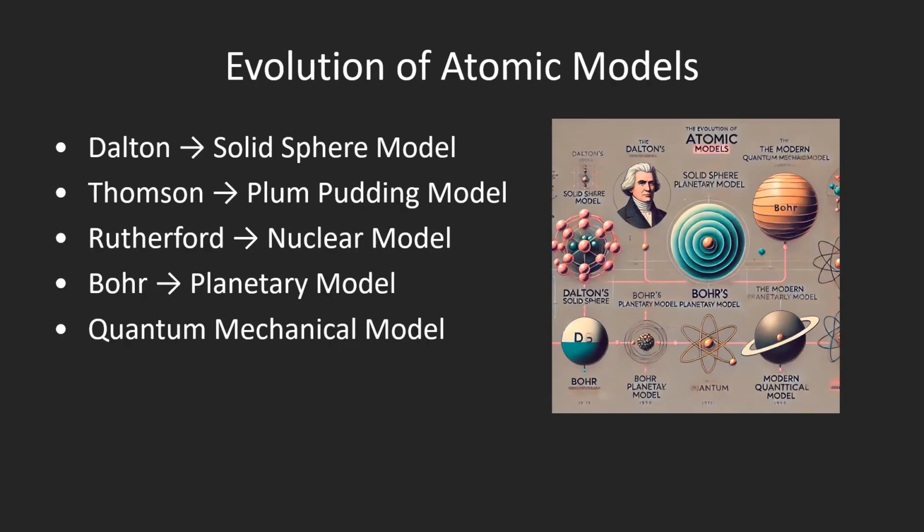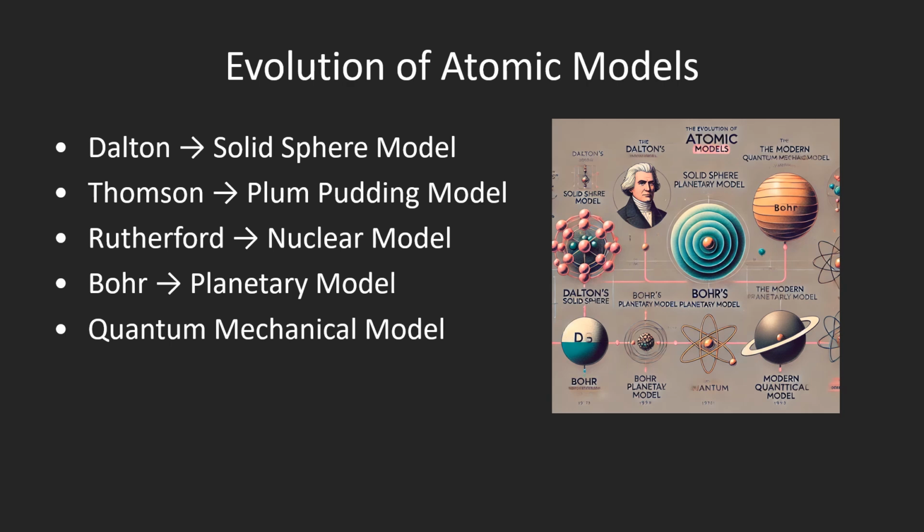Our understanding of the atom has evolved over time. Scientists have proposed different atomic models throughout history. Dalton's model, 1803. The atom was thought to be a tiny solid sphere. Thomson's plum pudding model, 1897. He discovered electrons and suggested that atoms were a positively charged pudding with negatively charged electrons scattered throughout. Rutherford's nuclear model, 1911. Rutherford's gold foil experiment revealed that atoms have a dense positively charged nucleus with electrons orbiting around it.